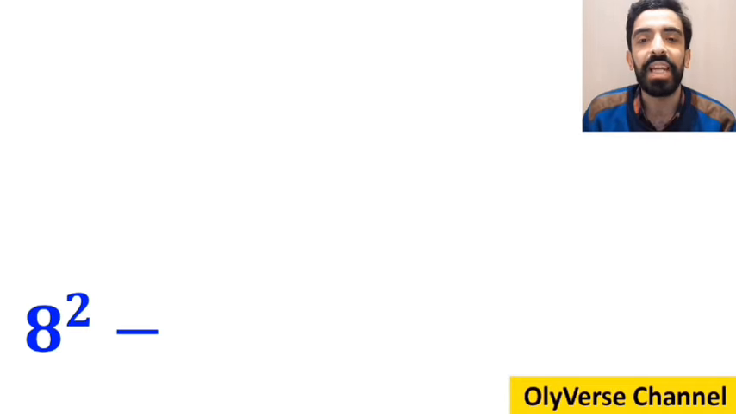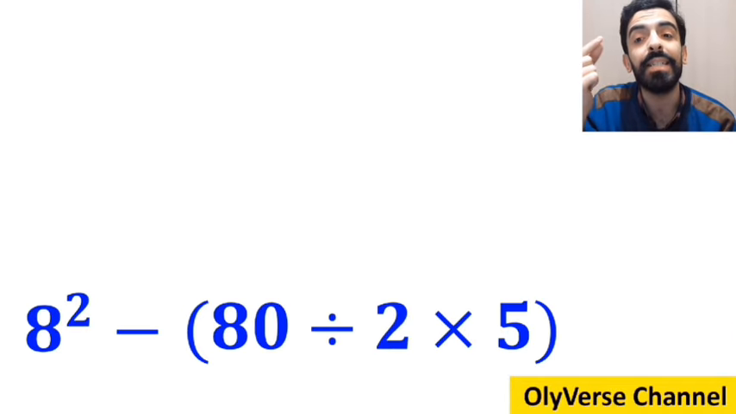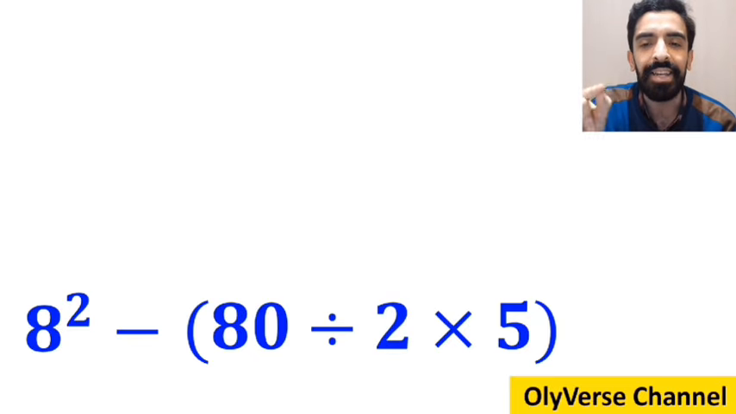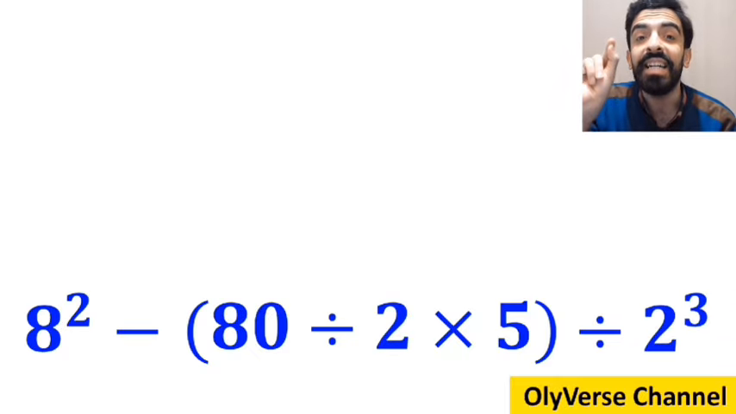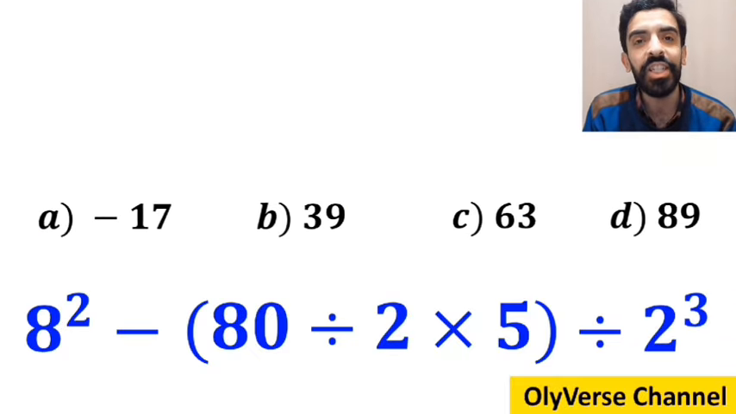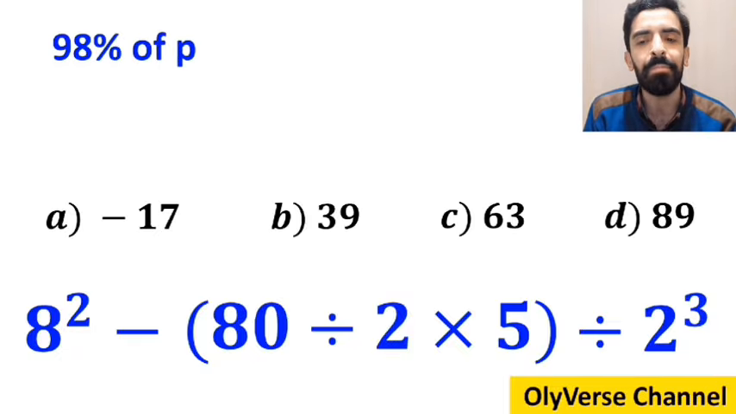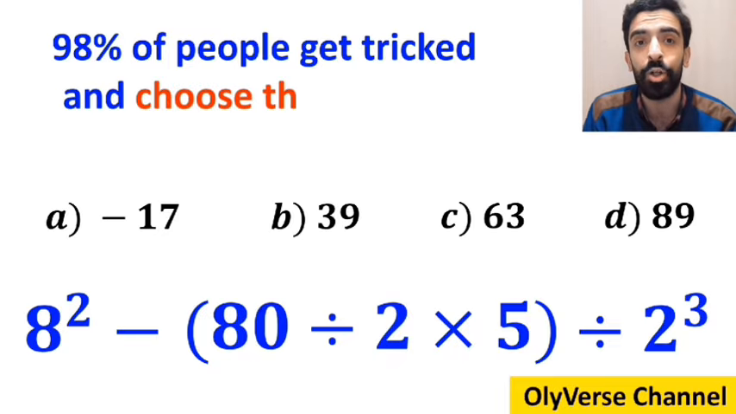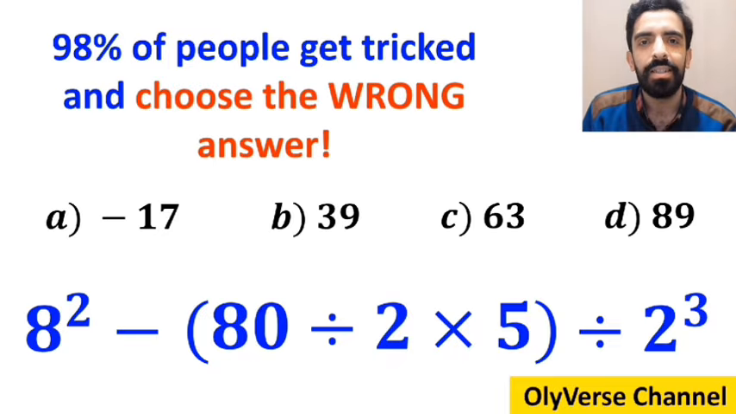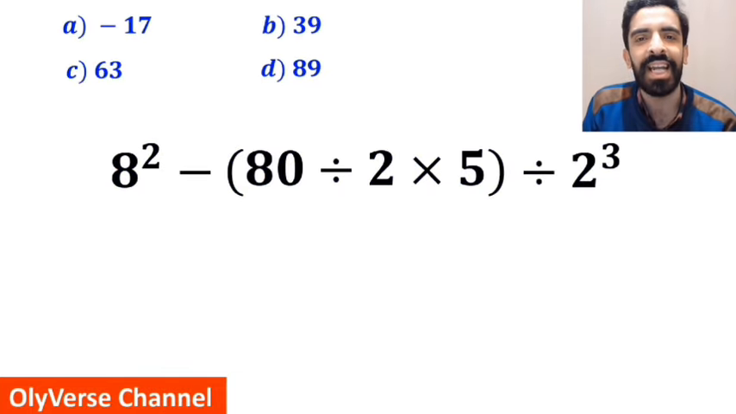What is the value of the expression 8 squared minus (80 divided by 2 times 5), then divided by 2 cubed? Which option do you think is the correct answer to this question? 98% of people get to read and choose the wrong answer. Let's break it down and solve it together.